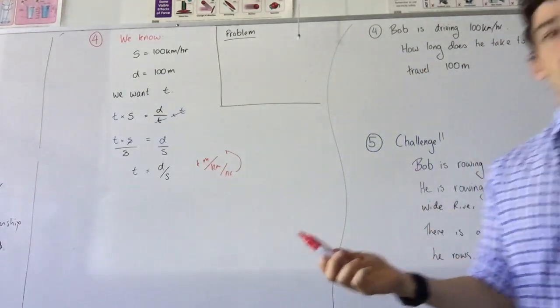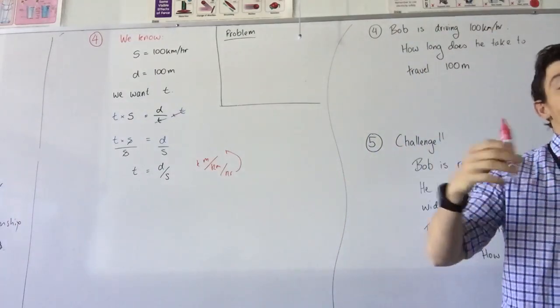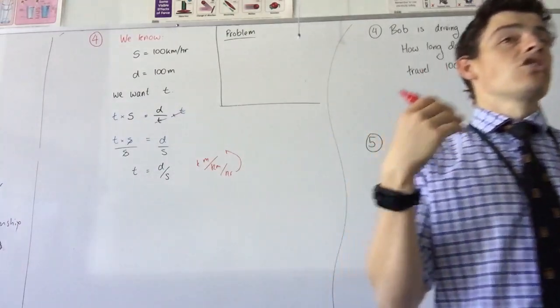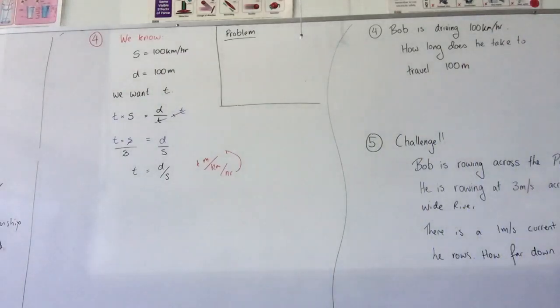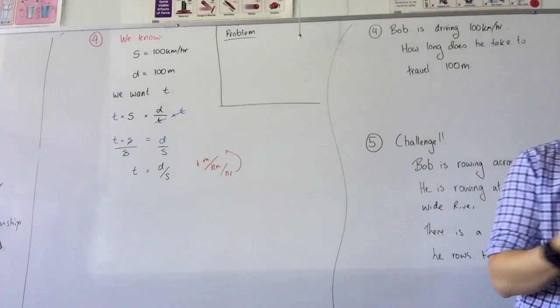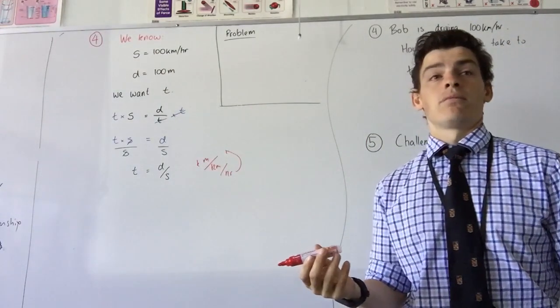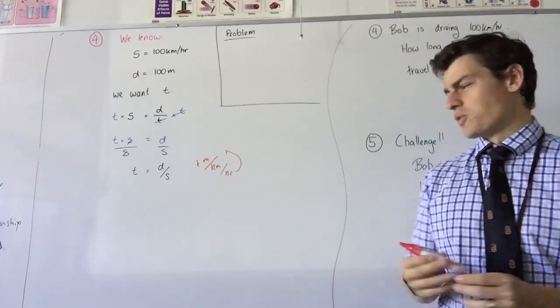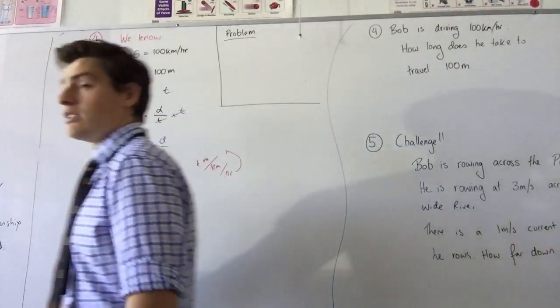So it doesn't matter whether we go from kilometres to seconds or kilometres per hour to metres per second or metres to kilometres, as long as we've got the same unit for both our speed and our distance, we'll get a unit that's appropriate for time. Happy with that? Which one would you rather convert? Because there's no right or wrong answer. Which one would you rather convert?